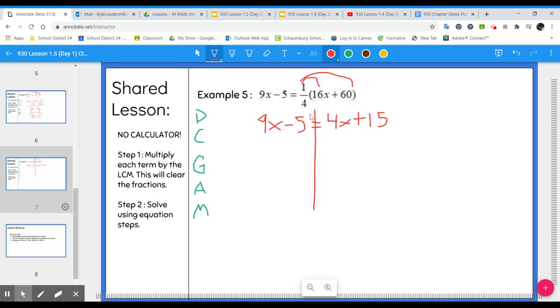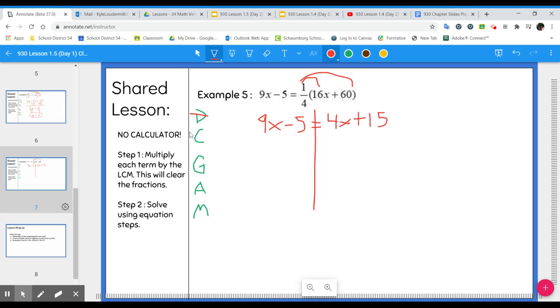Now, when would I not want to distribute the 1/4? What if instead of 60, this was 55? Then if I took 1/4 of 55, I'm left with a fraction in the second step. I would want to clear the 1/4 right away. Again, ask yourself, is there going to be fractions in the second step? If there aren't, you don't need to clear them. If there are, get rid of them right away. All right, let's continue this problem.